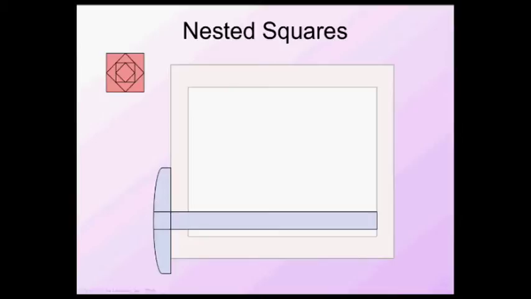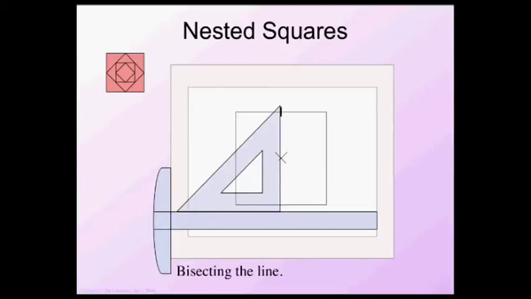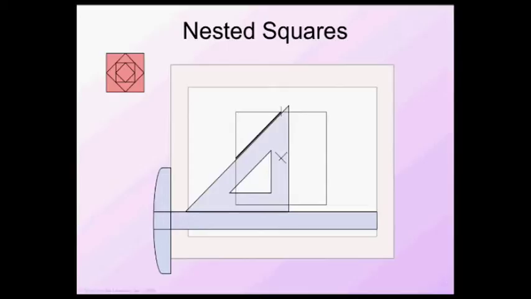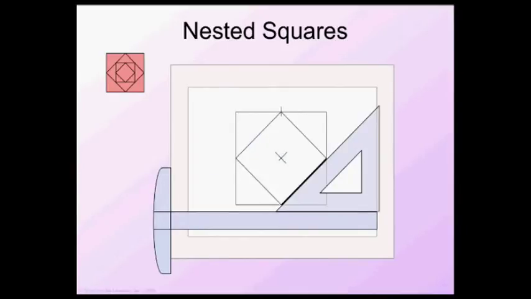Let's look at nested squares. So I'm going to draw my first square. Then in order to draw the next one, I have to bisect this line. So I need to find the midpoint. So I'm going to find the center of my square, which we've done before. And from here, then I can draw another tick mark, so we can bisect the line. Now we've got a starting point, and I can draw the sides of that next square.